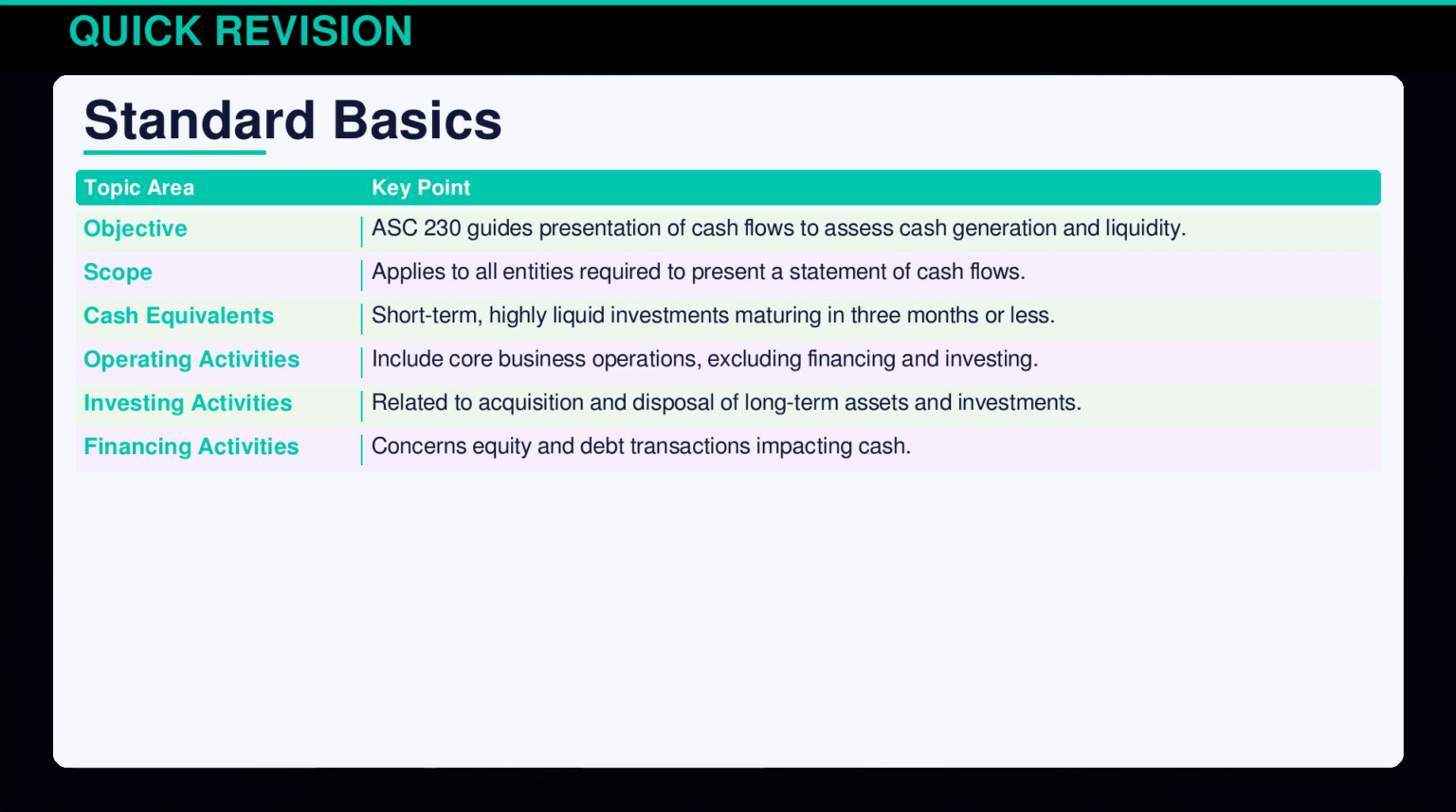ASC 230 focuses on cash flow presentation, helping stakeholders understand cash generation and liquidity. It covers all entities needing cash flow statements. Cash equivalents are short-term investments under 3 months. Operating activities exclude financing and investing, while investing covers long-term asset transactions. Financing activities relate to equity and debt cash impacts, offering a clear financial picture.